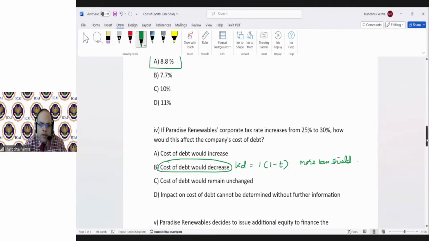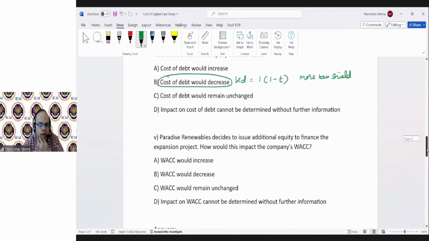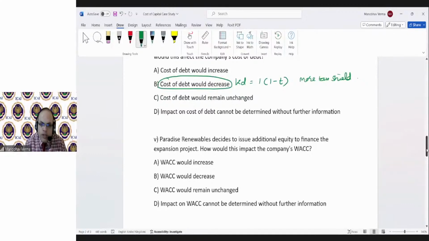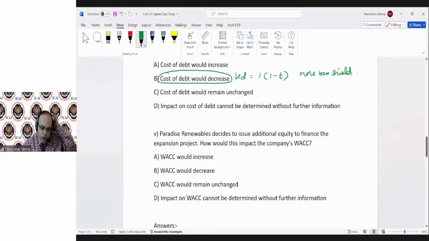Okay, let's look at the last question of this case study. Paradise Renewables decides to issue additional equity to finance the expansion project. How would this impact the company's WACC? What would be the impact on WACC now? I think this is something we have discussed today, so it should not be that tricky. We have discussed the same logic with the marginal cost of capital as well. So you can use the same logic. What's going to happen for question number 5? Is it going to increase, decrease, or not going to impact? What would happen?